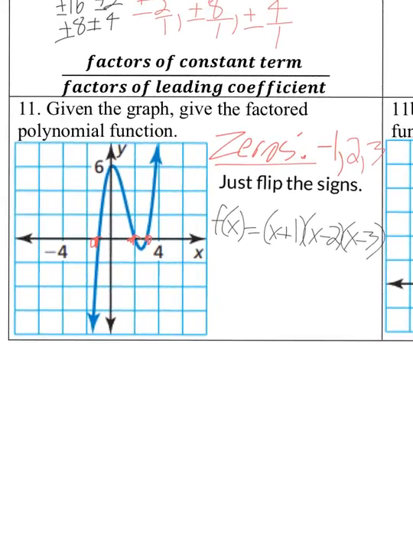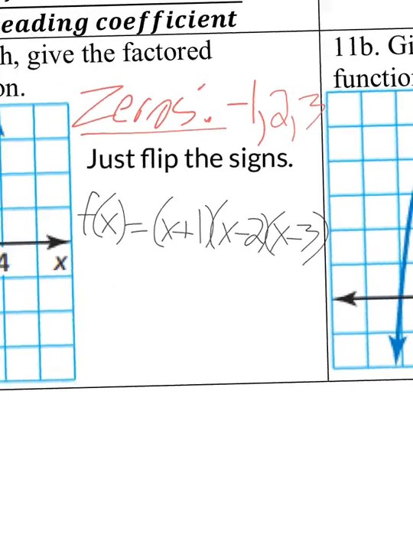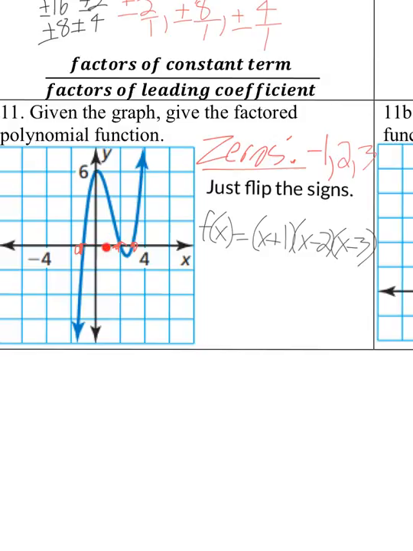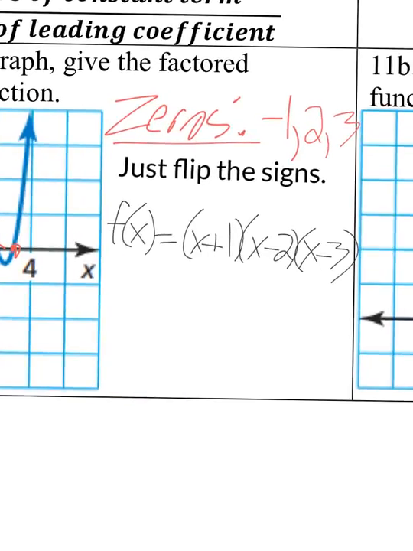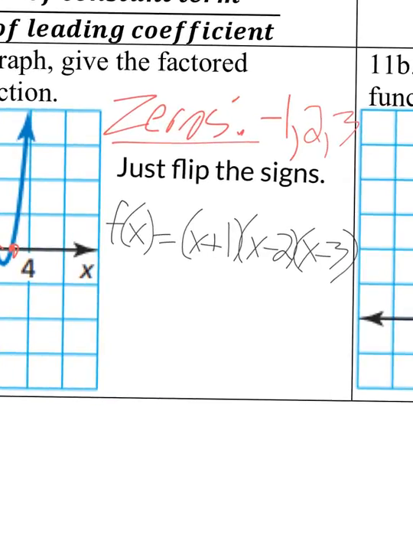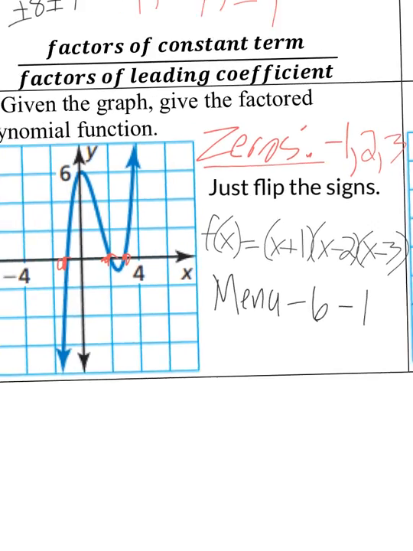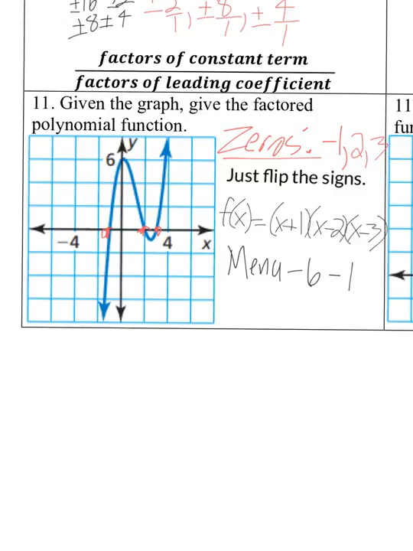All right? And then you can check this on the graph by graphing this answer choice. And then if you are having trouble seeing the zeros, remember it's just menu 6-1 to find any 0 on the graph. So menu 6-1 if you need that extra bit of help. But other than that, as long as you can clearly identify the zeros, just flip the signs and then plug it into your equation, and you should be good.